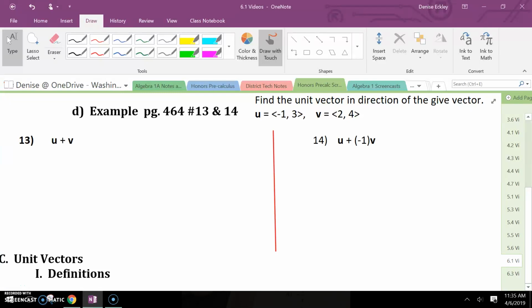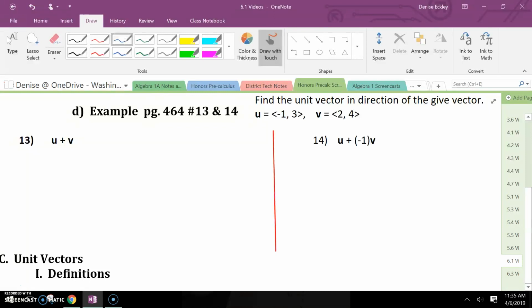Page 464, numbers 13 and 14 are working with vector addition and scalar multiplication. So we are given the component form of vectors u and v. So u is -1, 3, and vector v is 2, 4. So in number 13, we are asked to add the two vectors.